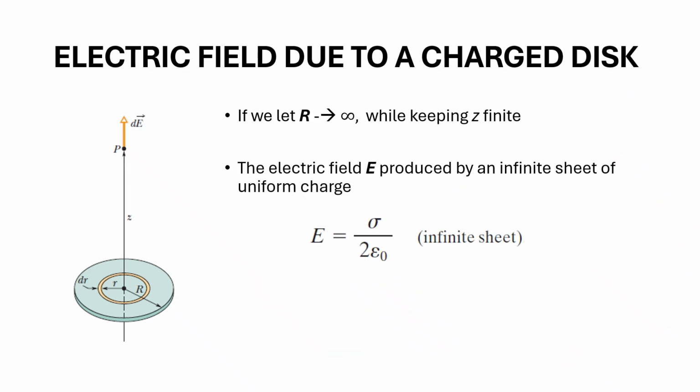Let's say r is going to infinity. So we just have delta over 2 epsilon 0 for an infinite sheet of uniform charge.